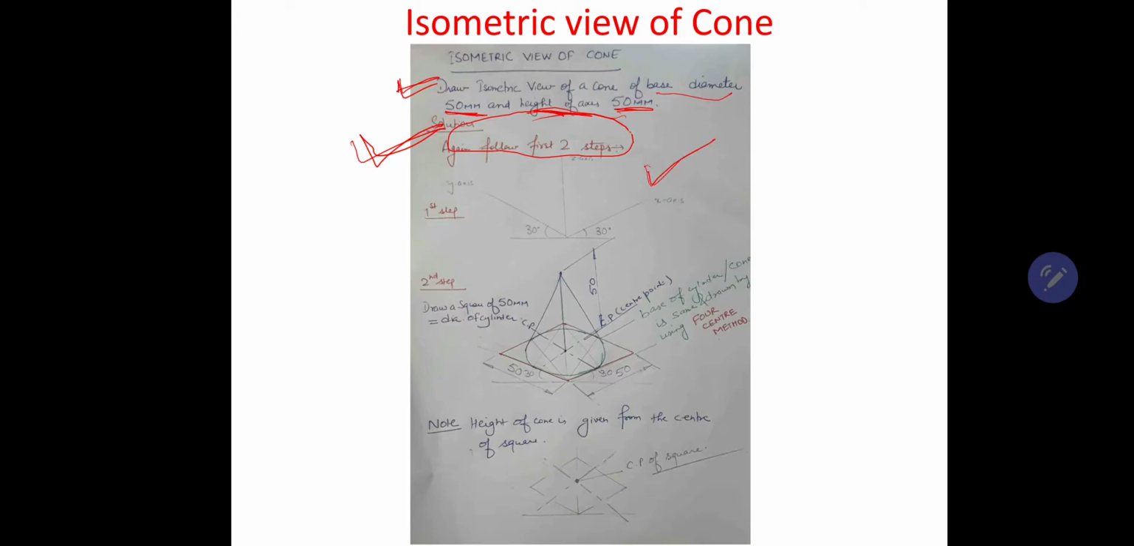Now the diameter is 50 mm. The base of a cone is drawn in a similar way to that of a cylinder. A similar procedure is used to draw the base of a cylinder and a cone, that is the four center method. So if the diameter of the cone is 50 mm, then initially you have to draw a square of 50 mm, so that you can use the four center method to draw the base of a cone. In this way you will get the base of a cone.